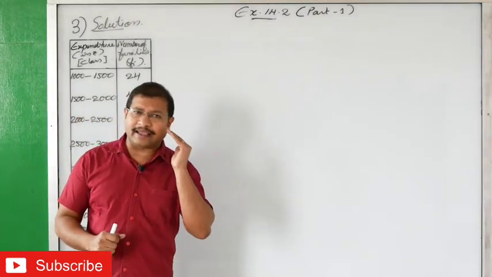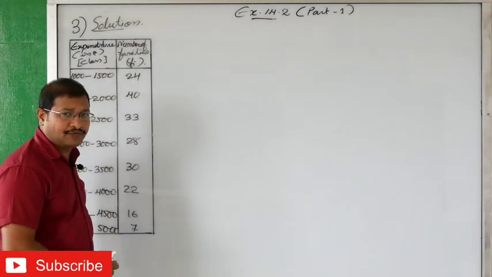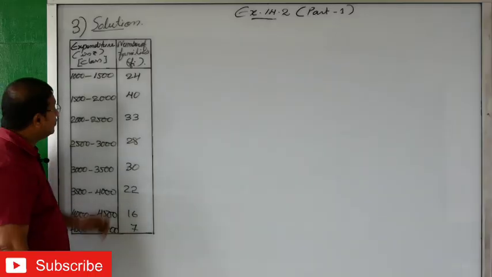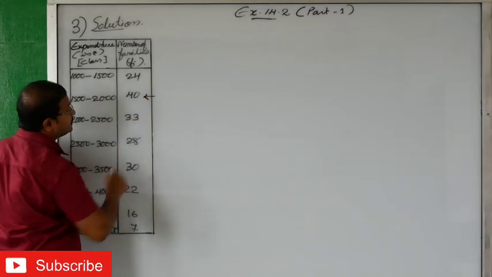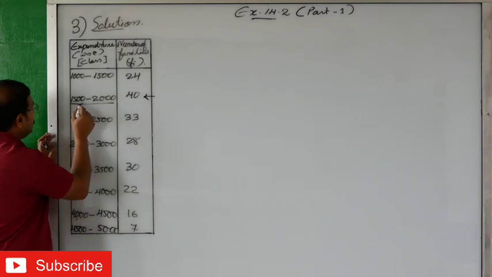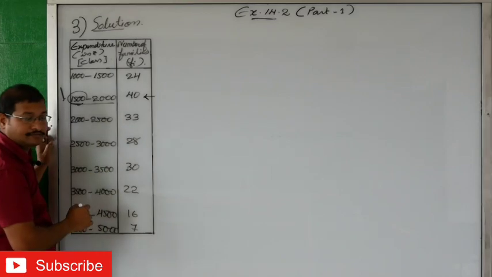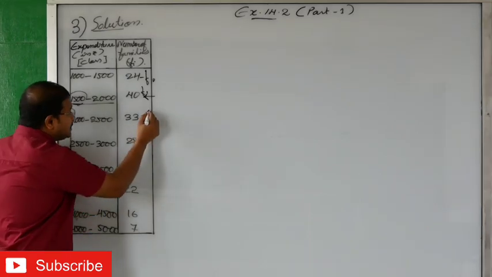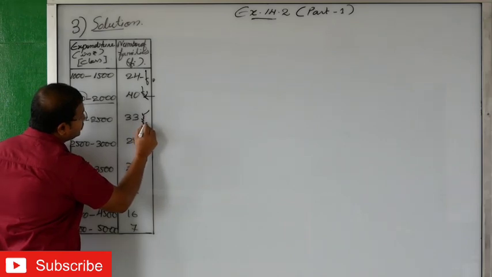For the mode, we don't need any extra columns. What is given is already expenditure and number of families. From here itself we will find the mode. See here in the frequencies, which is the highest frequency? Yes, 40 is the highest frequency, isn't it? Which belongs to the class 1500 to 2000. So L will be 1500, its preceding frequency will be F0, the highest frequency will be F1, and the succeeding one, 33, will be F2.